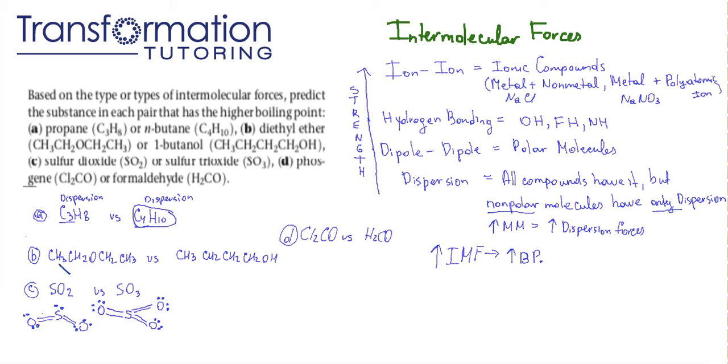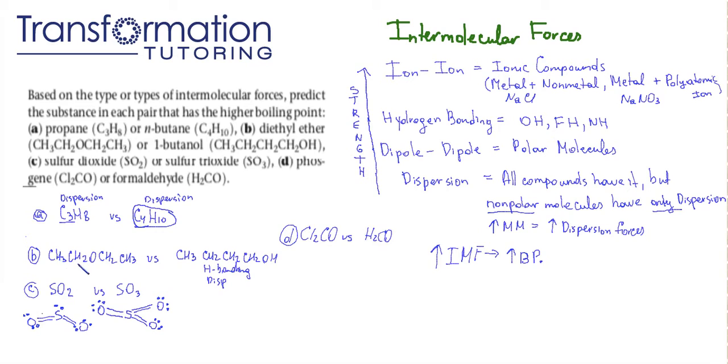For B, we have diethyl ether with this formula and butanol with this formula. We want to notice right away that butanol has an OH group, and OH group, we said, is present with molecules that are capable of hydrogen bonding. So this molecule is capable of hydrogen bonding. It has hydrogen bonding as an intermolecular force. It also has dispersion. Let me write dispersion just to list all forces.